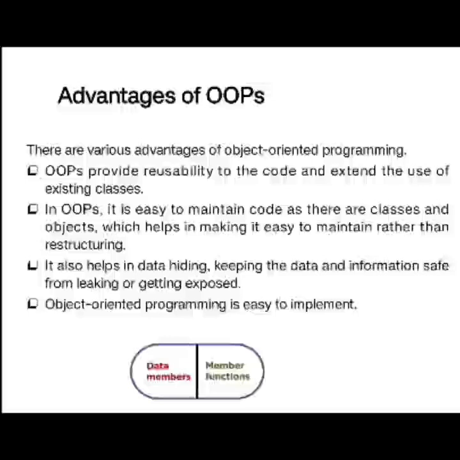It also keeps data hidden and provides safety for data and information, safe from leaking and getting exposed, which makes it easy for us to keep records. It is easy to maintain code, as there are classes and objects, which makes it easier to maintain rather than restructuring. OOP provides reusability of code and extends the use of existing classes.